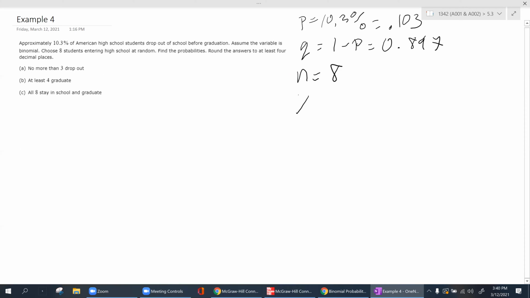And the X is going to depend on the problem. All right, so what do we think here? It says no more than 3 drop out. No more than 3. So that means I'm going to use x equals 0, x equals 1, and x equals 2, because I want no more than 3.